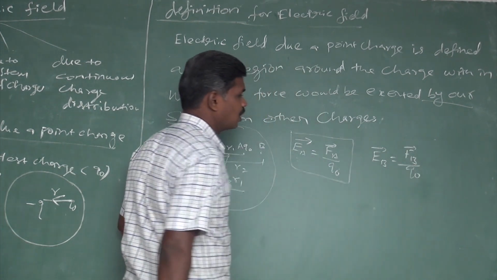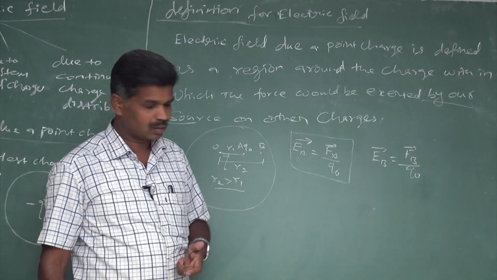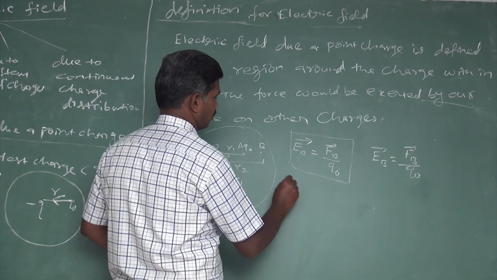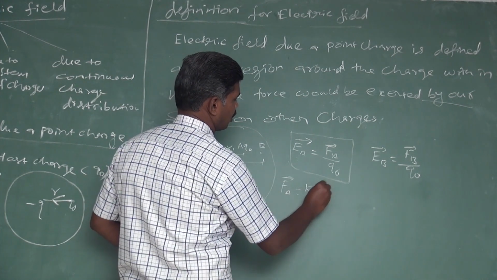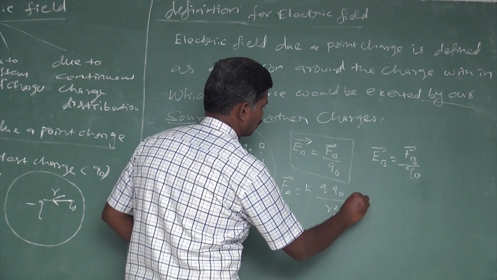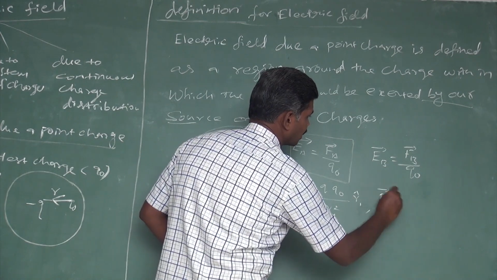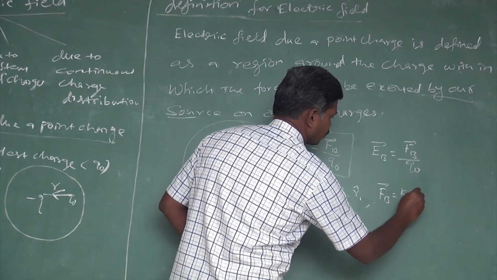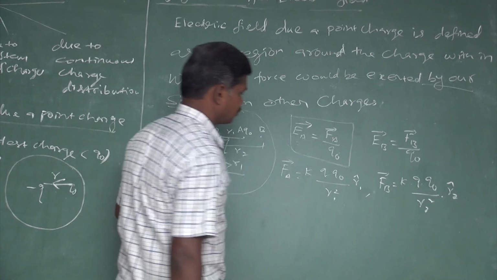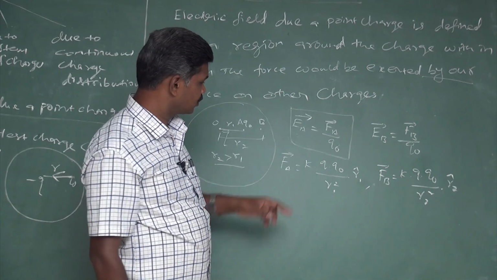FB vector divided by Q naught. Already we know Coulomb's law, the force between the charges Q and Q naught at point A and at point B. For that, FA vector is taken as K Q Q naught divided by R1 squared into R1 cap. Similarly, here also the force is FB vector equal to K Q into Q naught divided by R2 squared into R2 cap.